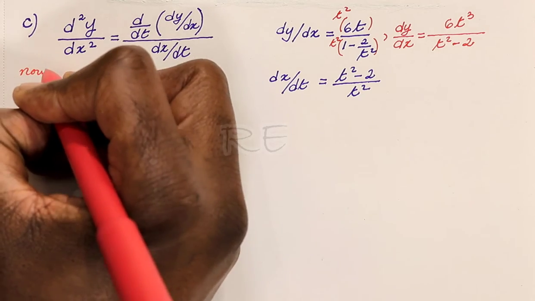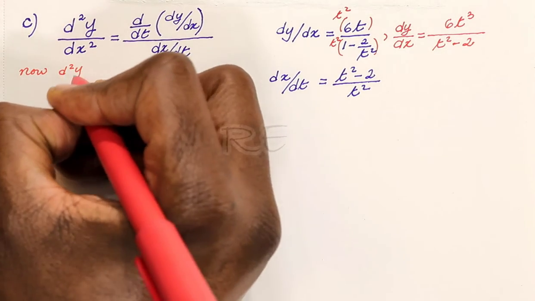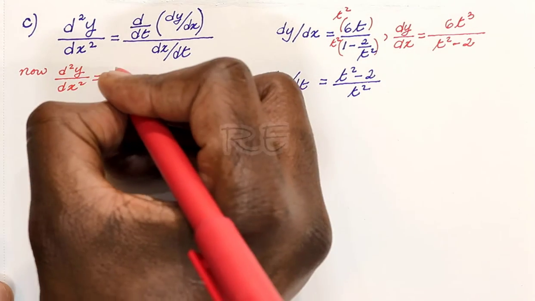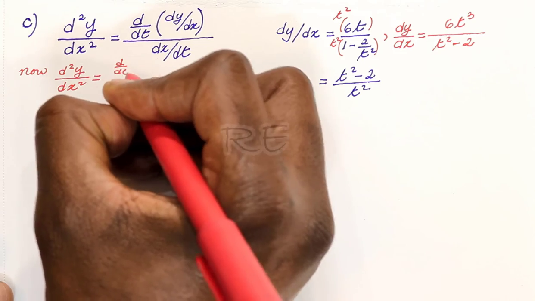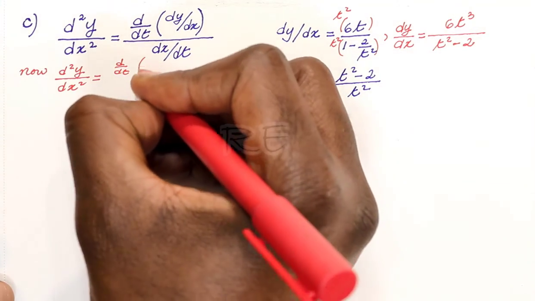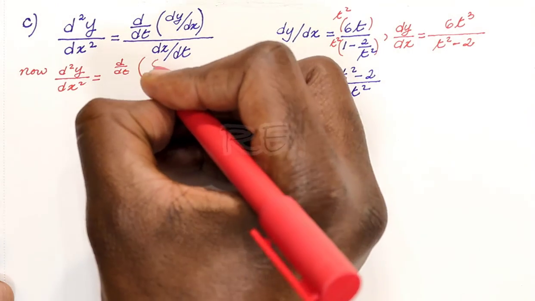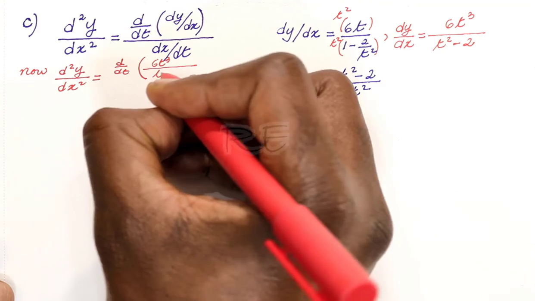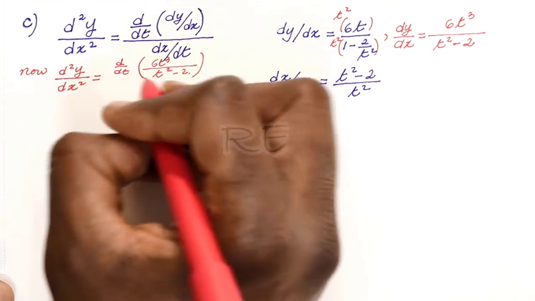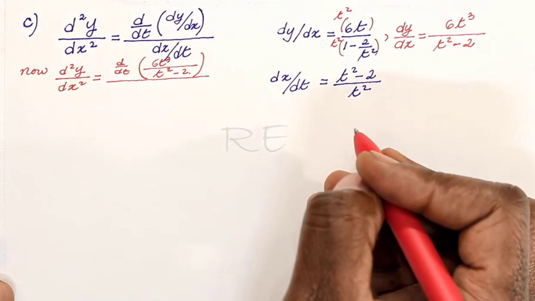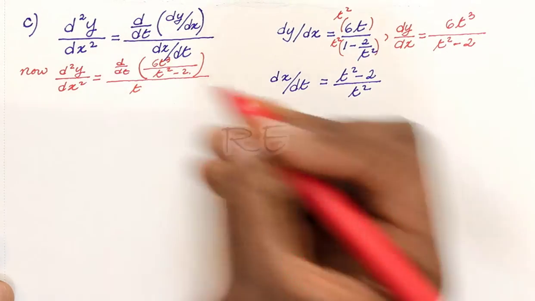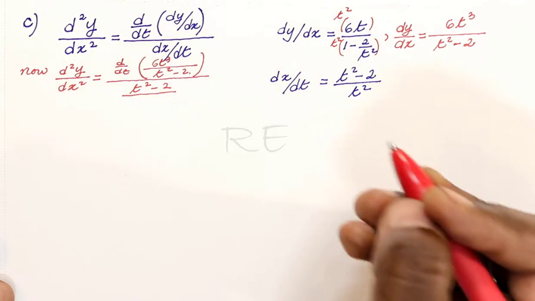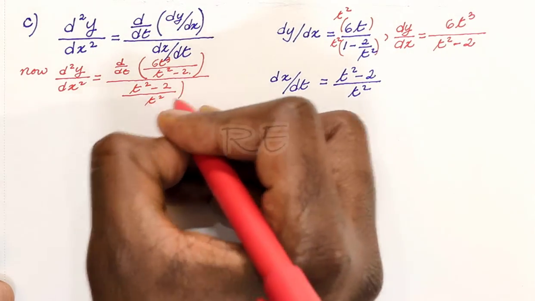And dx/dt is t squared minus 2 over t squared. Therefore, we'll get the derivative with respect to t of 6t cubed divided by t squared minus 2, over dx/dt, which is t squared minus 2 divided by t squared.